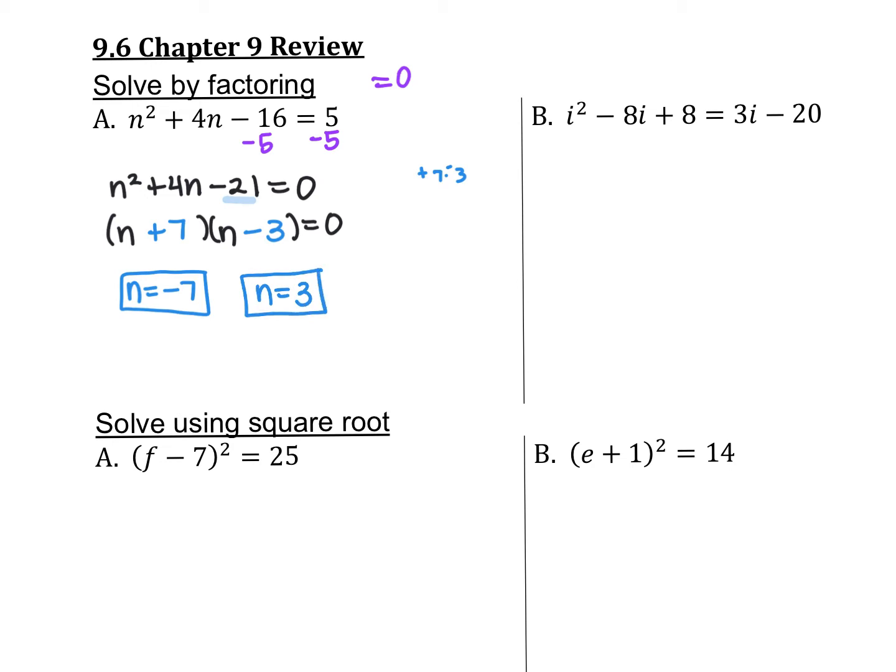Okay, so for B, I'm also solving by factoring. So again, the first thing, it's got to be in standard form. So look for that equals 0. It does not equal 0. I see that minus 20, so I'm going to add the 20. Remember to add it under the like terms on the left side. And then I also need to cancel the 3i. Since it's a positive 3i, I'll subtract it.